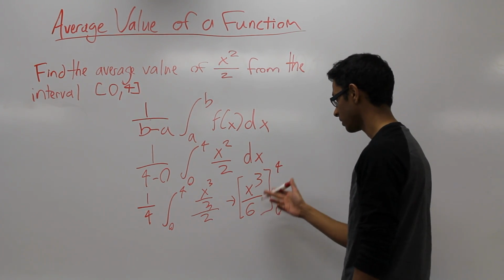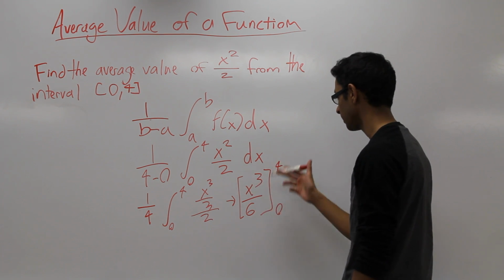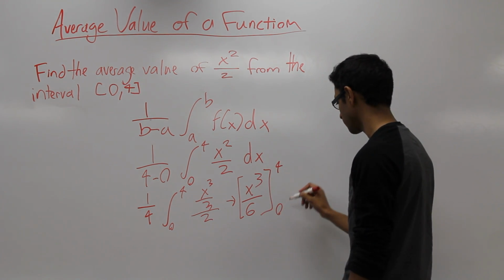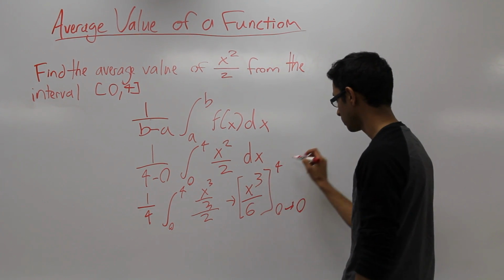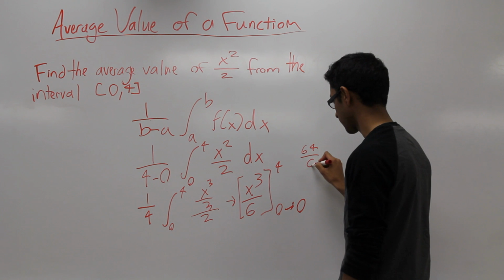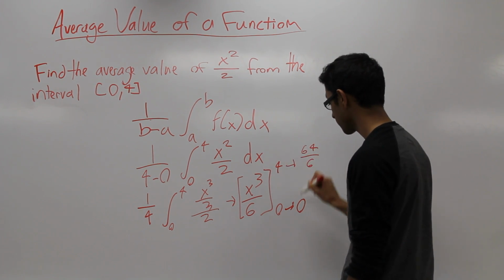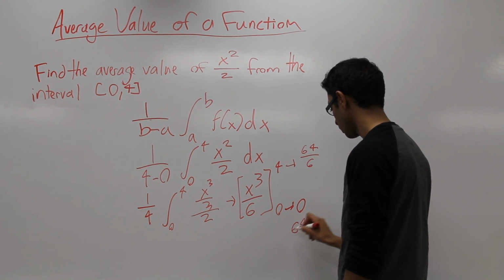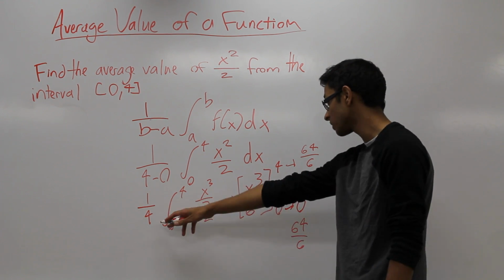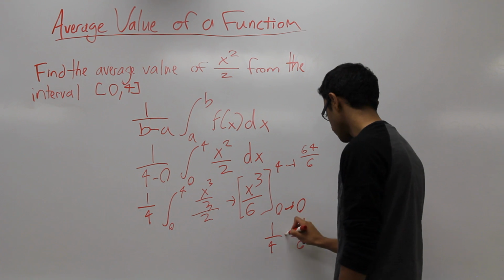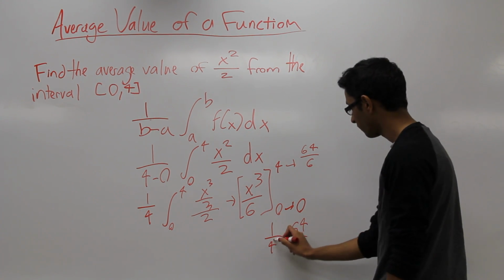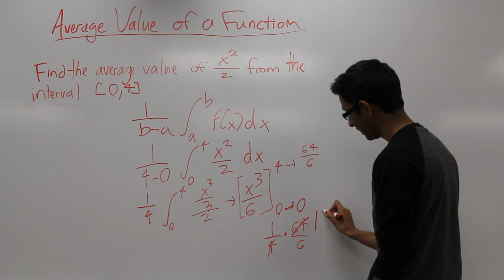At 0, this becomes 0, because 0 to any power becomes 0. And at 4, you have 4 cubed, 64, over 6. So 64 over 6 minus 0 becomes 64 over 6, but you also have to multiply this by the 1/4 in front. So 1/4 times 64 over 6, well, 4 goes into 64 16 times.